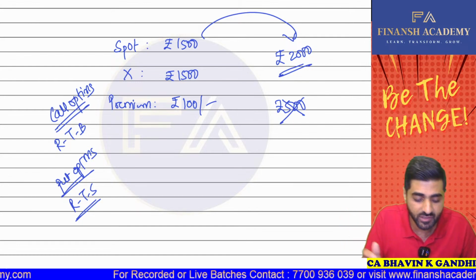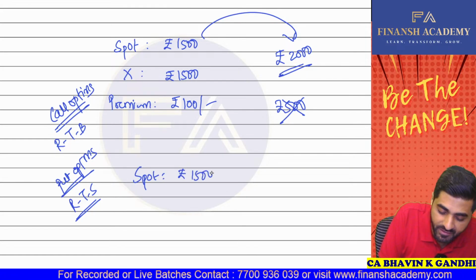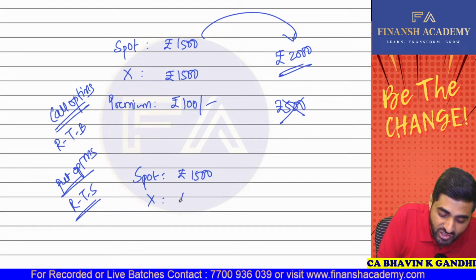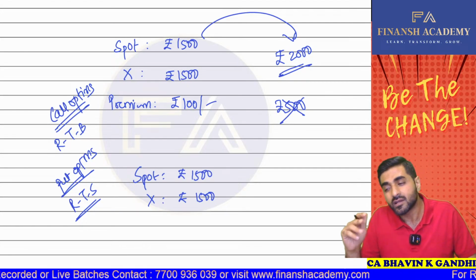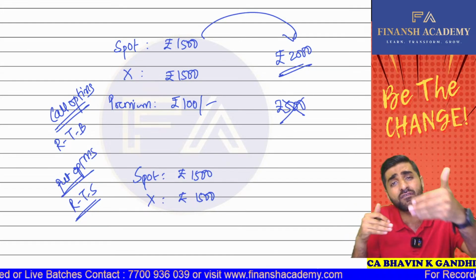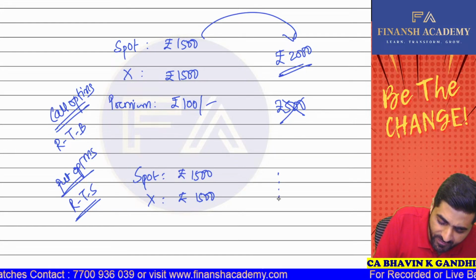Now, same situation. Suppose the spot price of Reliance Industries Limited is 1500 rupees, and let's say the strike price is 1500. Now, I fear that at the end of year one, RIL will fall to 500 rupees.